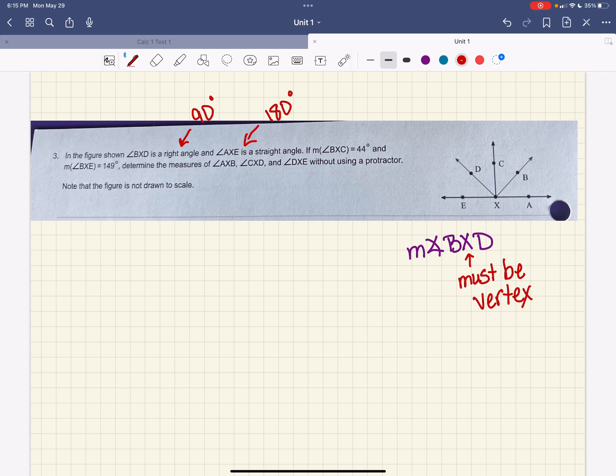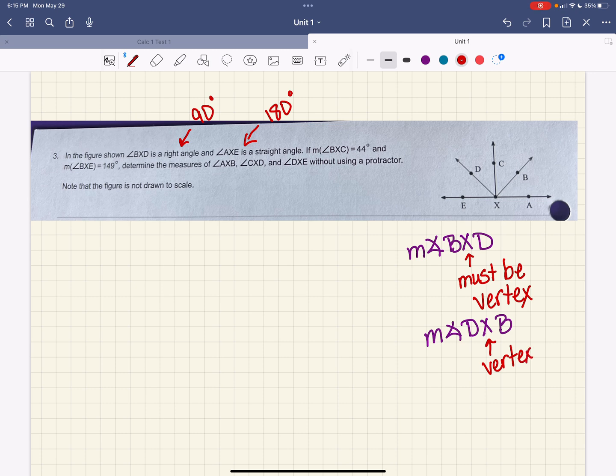Now, I could rewrite that as the measure of angle DXB. That is a completely fine way to write it. But again, that X has got to be my vertex when I rewrite it.